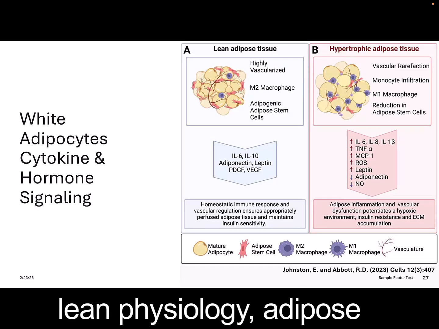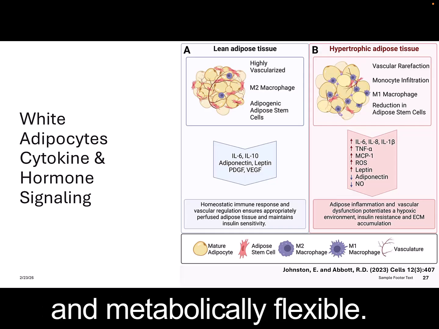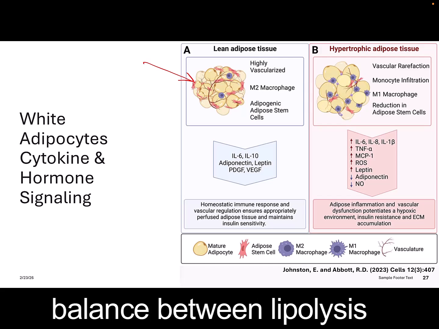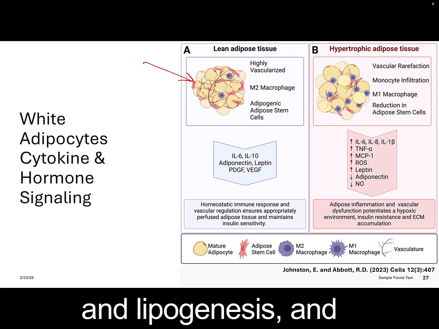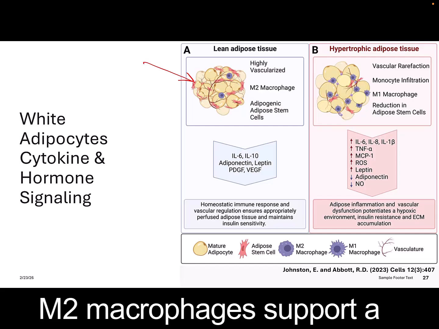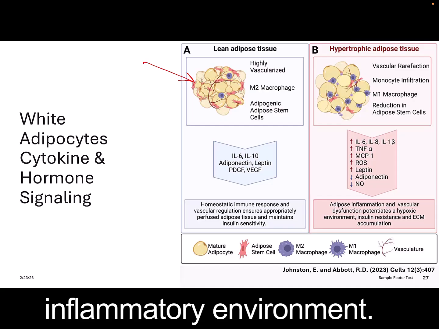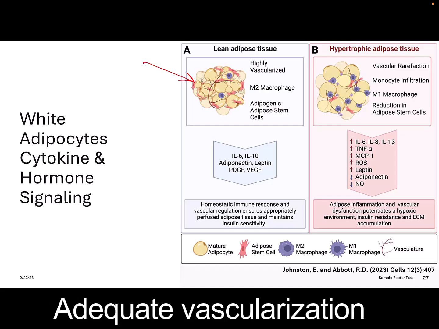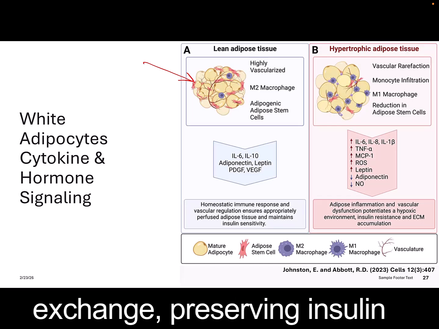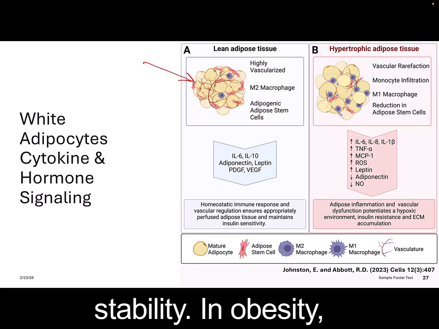In lean physiology, adipose tissue is highly vascularized and metabolically flexible. Adipocytes maintain a balance between lipolysis and lipogenesis, and immune cells, particularly the M2 macrophages, support a homeostatic anti-inflammatory environment. Adequate vascularization ensures proper oxygen delivery and nutrient exchange, preserving insulin sensitivity and metabolic stability.